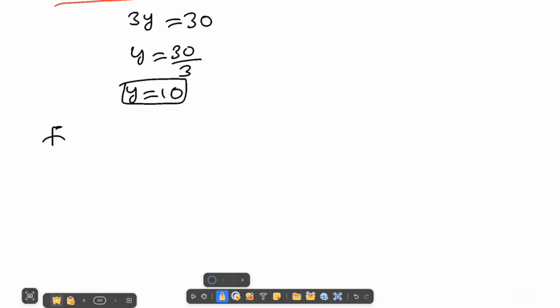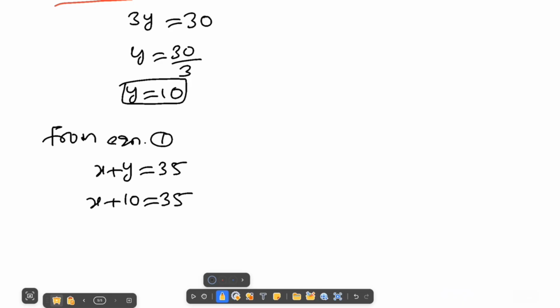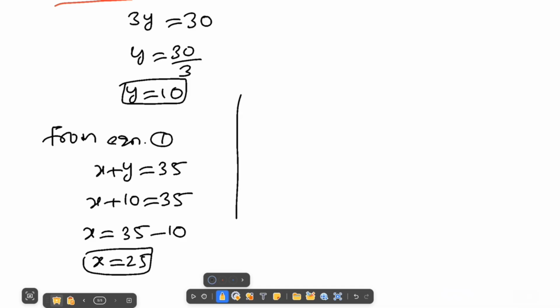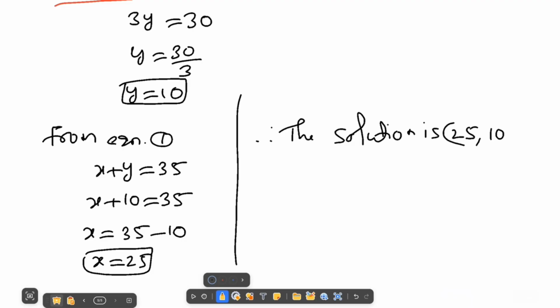From equation 1, x plus y is equal to 35. In this equation, in place of y, substitute 10. Send 10 to the right side. x is equal to 35 minus 10. So x is equal to 25. So therefore the solution is 25 comma 10, x coordinate comma y coordinate. So this is the solution.